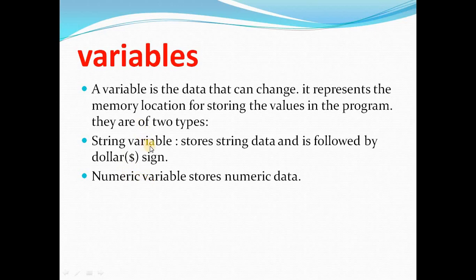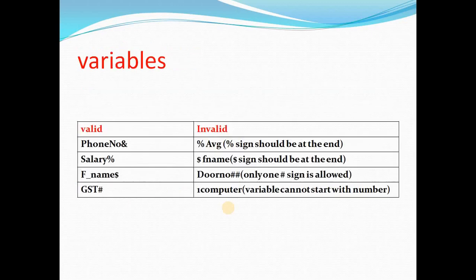What does a string variable mean? It stores the string data. For example, hello world. And it should be followed by a $ sign. Got it? Next comes a numeric variable. It stores the numeric data. It means it contains the numbers.